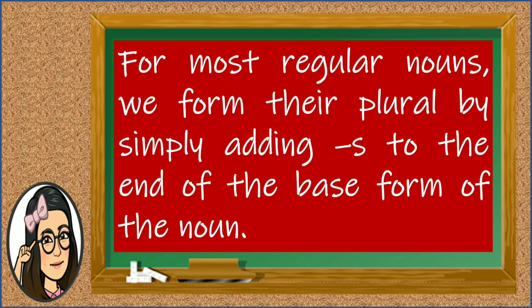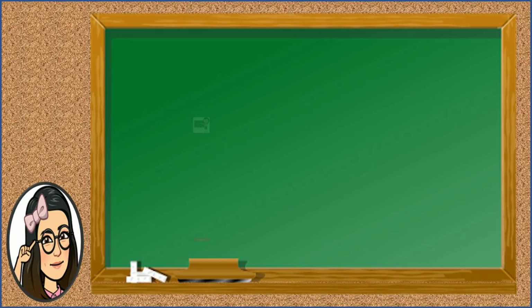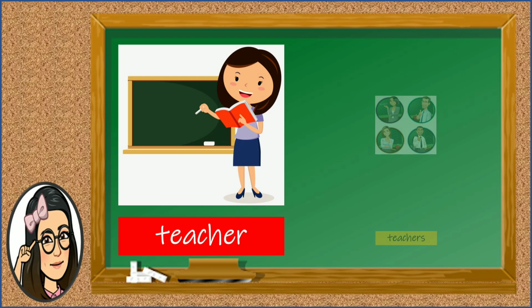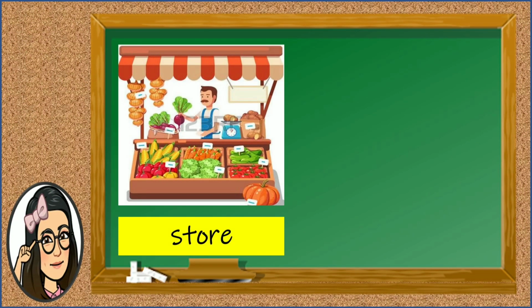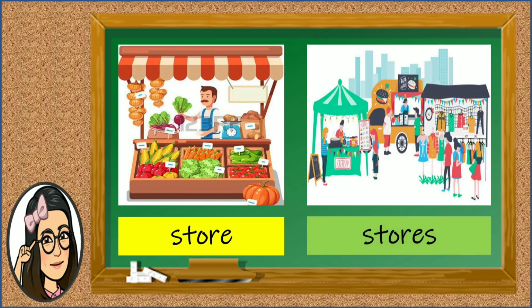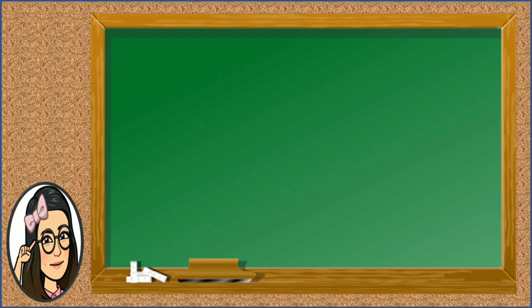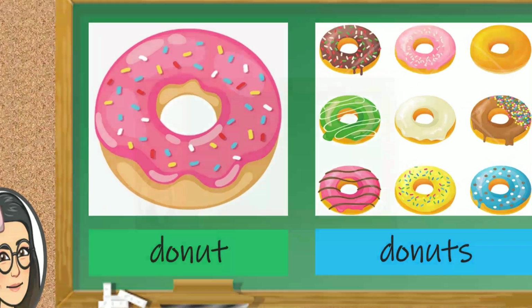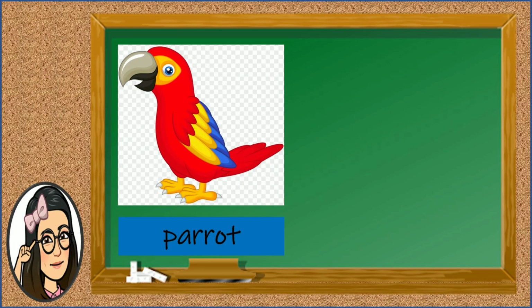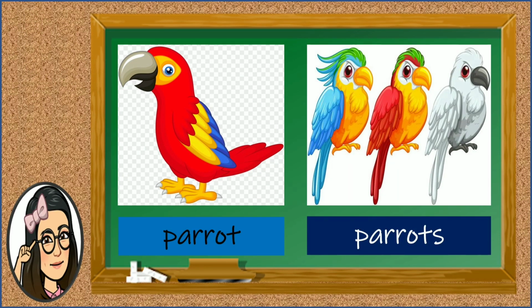Actually, we have two rules for that. First rule, for most regular nouns, we form their plural by simply adding s to the end of the base form of the noun. For example, teacher, teachers, store, stores, donut, donuts, parrot, parrots.